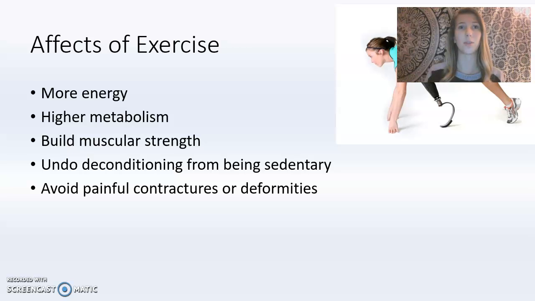Exercise will give the amputee more energy to help with their higher energy expenditure. It will also heighten their metabolism to help prevent weight gain. Exercise will build muscular strength in their full leg, residual limb, and core.